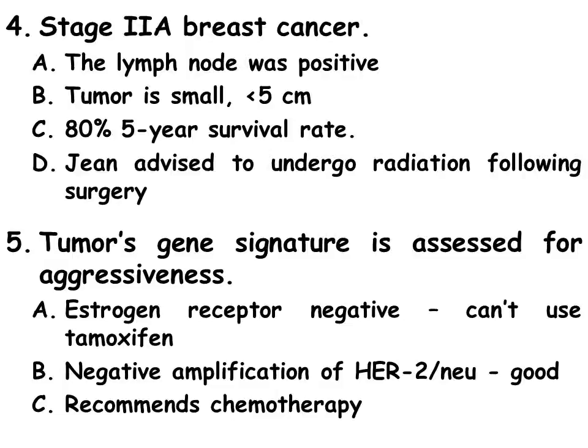Now, with Jean, her tumor was estrogen receptor negative and was also negative for the amplification of the gene HER2 neu. Well, the estrogen receptor negative means that they can't use tamoxifen. Tamoxifen will bind to the estrogen receptor and inhibit estrogen from binding, so it slows the growth rate of the tumor. So they can't use that, but it is good not to have an amplification of the HER2 neu. So since she can't take tamoxifen, they recommend the chemotherapy.